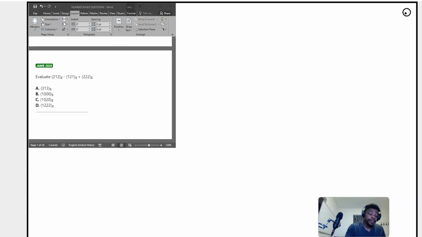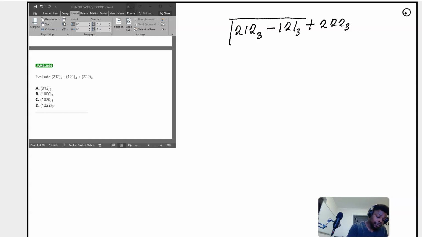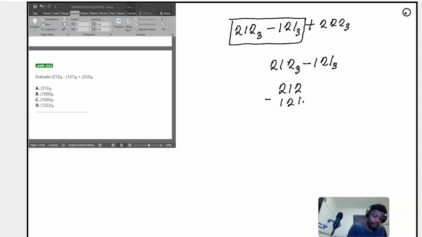Now, next question. We are asked to evaluate 212 base 3 minus 121 base 3 plus 222 base 3. Okay? Now, the first thing I'm going to do here, I can just solve this one first and add it to this one. So let's write 212 base 3 minus 121 base 3. This is what I'm solving first.